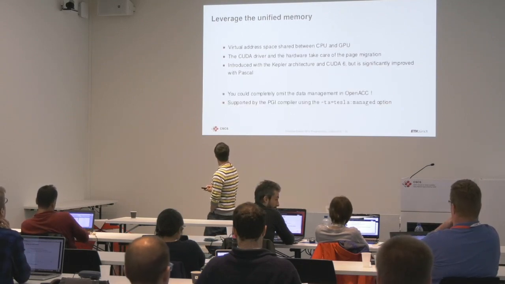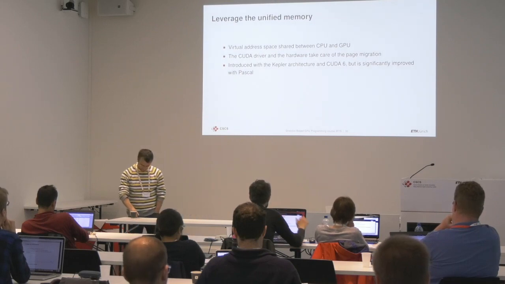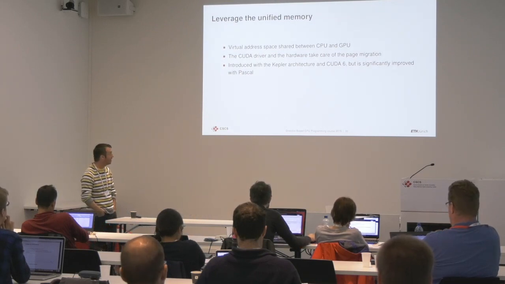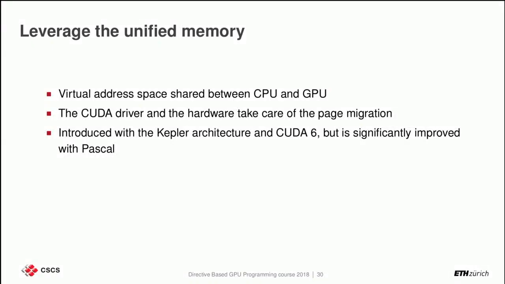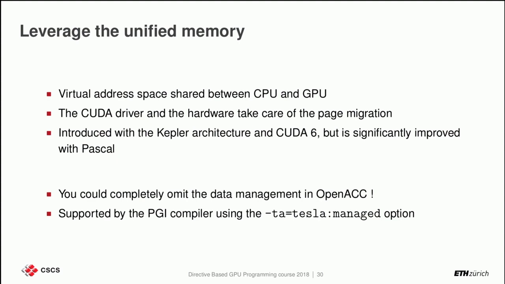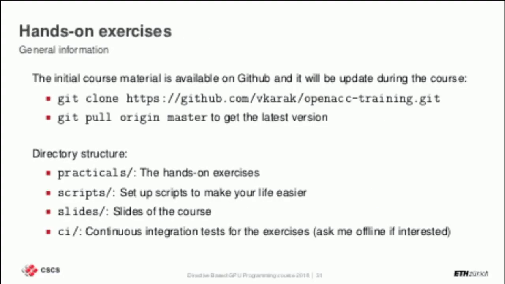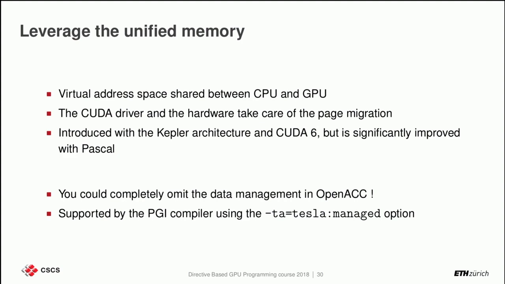So what do you have here? Okay. So again, as I showed you before with unified memory, the hardware can take care of the page migration, so you can effectively completely omit the data management directives in OpenACC. You can achieve that by passing this flag to the PGI compiler. Actually, this is only supported currently by the PGI compiler, and I would say it's quite useful. And we're going to see it also in the hands-on session and play a bit around with it. So this finishes the basic directives.